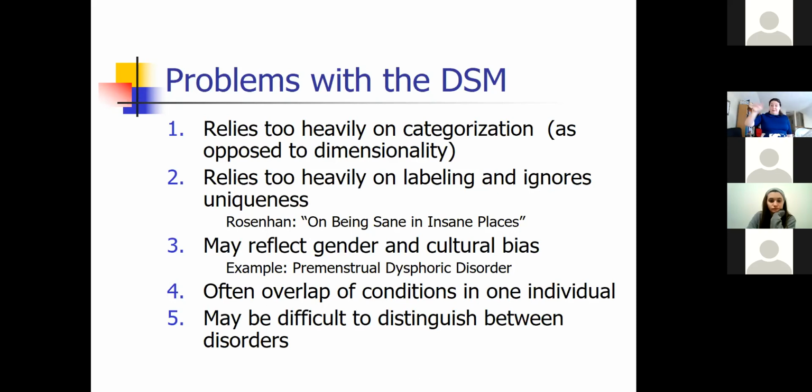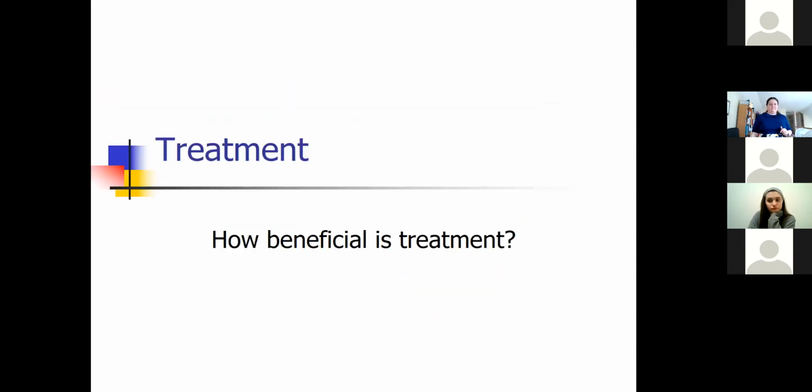There's often overlap of conditions in one individual. We'll talk about how symptoms or disorders from different categories can have similar symptoms, and it can be difficult as a result to distinguish between disorders. So in theory, you could have two different clinicians assess the same patient and come up with different diagnoses. Again, that's the rest of the semester, we're going to be talking about that. So this is just a nice overview.